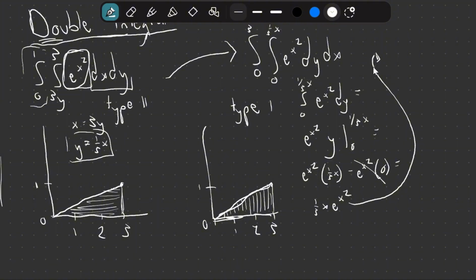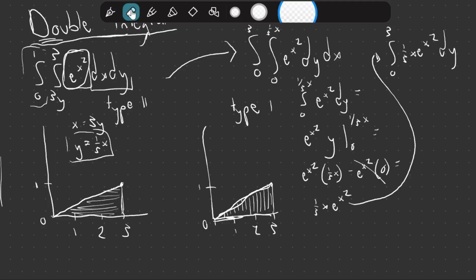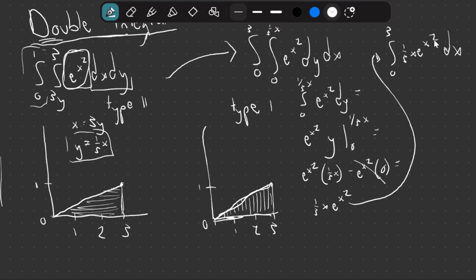And if we bring that over here, now we can do the second integral, which is from 0 to 3. We're going to plug in the 1/3 x e to the x squared, and now we're going to solve it in terms of dx. See, and now it's much easier to integrate this because you have an x here, so you can correctly integrate this x squared up top. So it'll just become 1/6 e to the x squared. That is the integral of this term, and that is from 3 to 0.